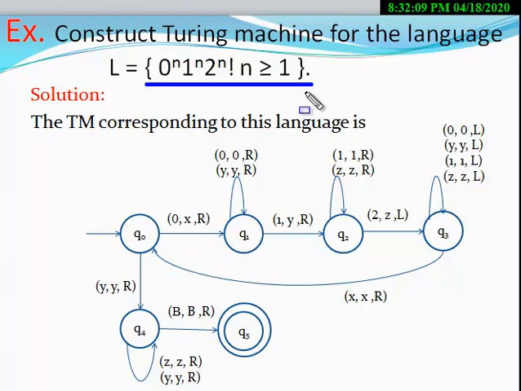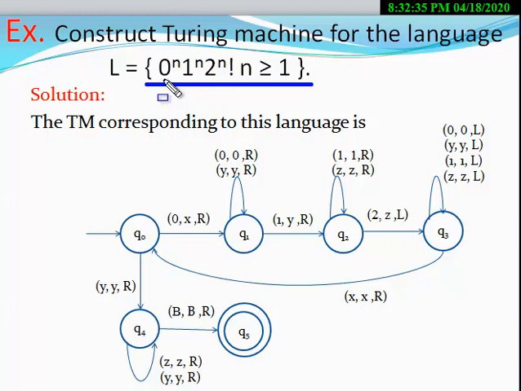So the concept of making a Turing machine corresponding to this set will be the same as the concept which you have used in the previous example. But you have to do some extra things. The extra things which you have to do are described as follows.